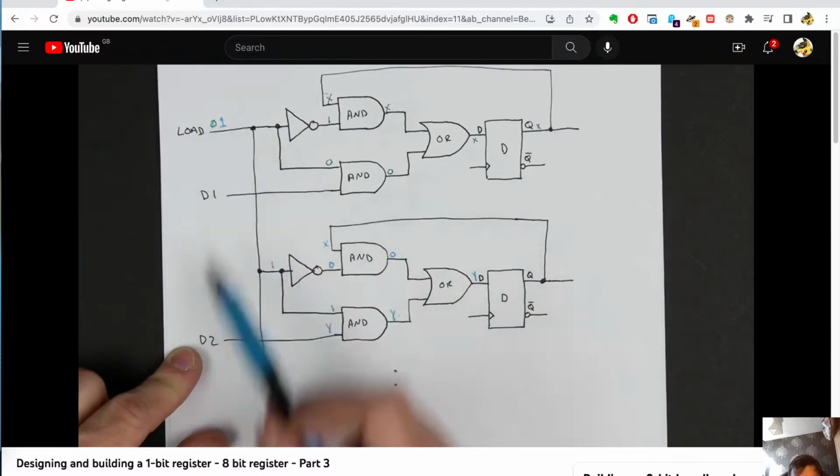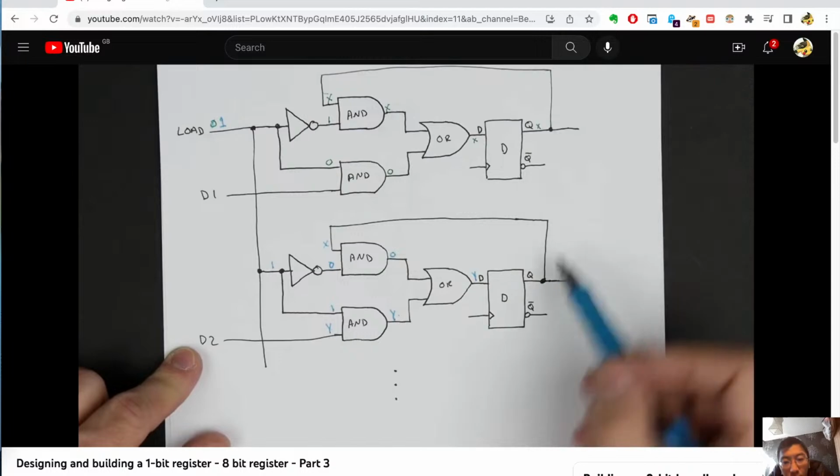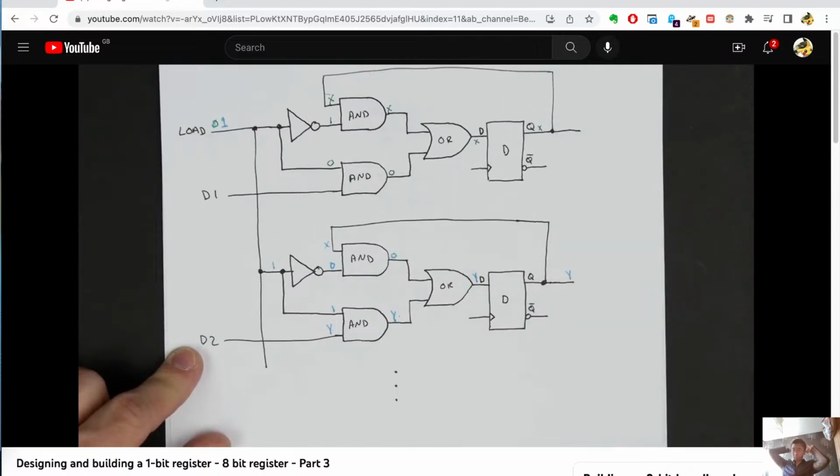We want to load, when load is high, the thing that's on the bus. And then that latches it into this flip-flop, and we've now stored it. And now that new value will be the output of this Q output. So this will now be y. That'll be latched in there. So if we want to, we can go ahead and build this.